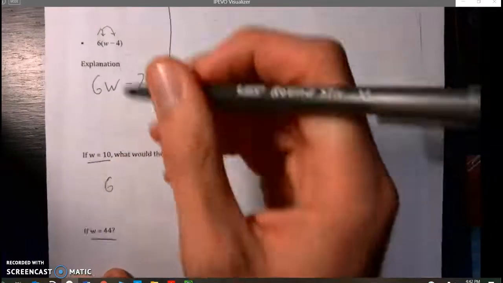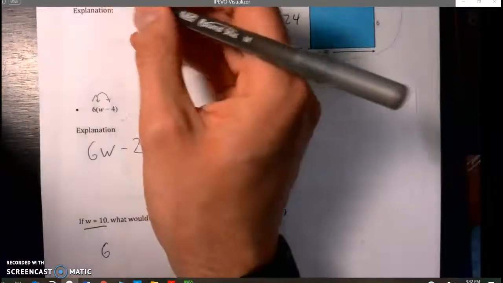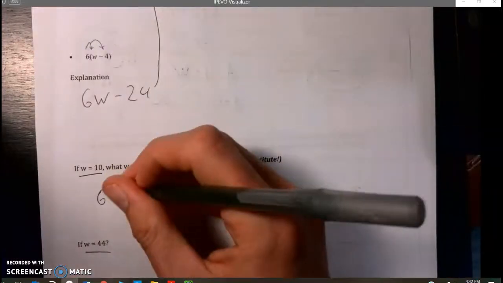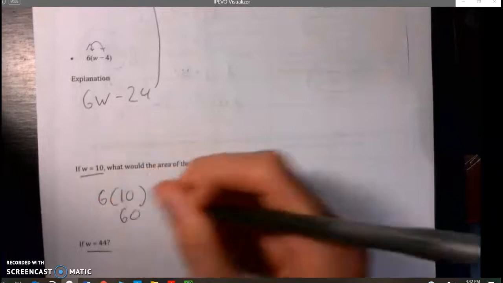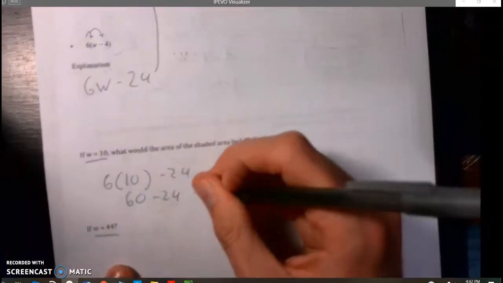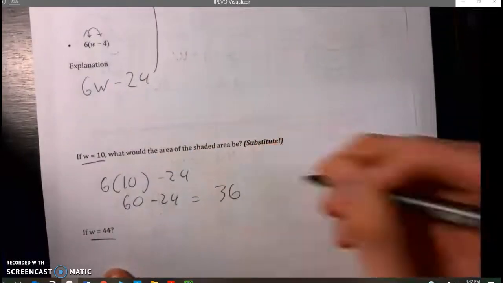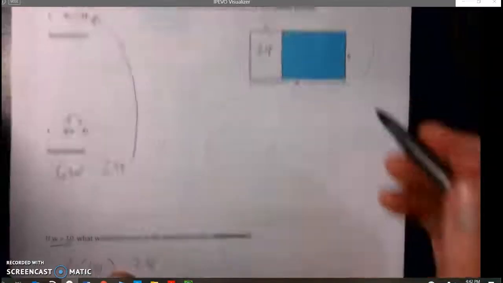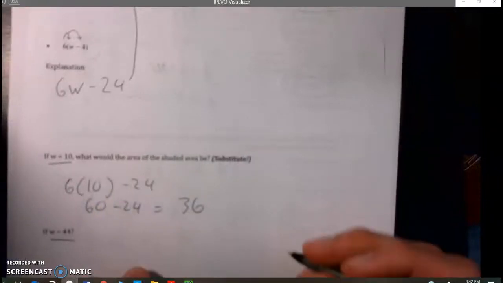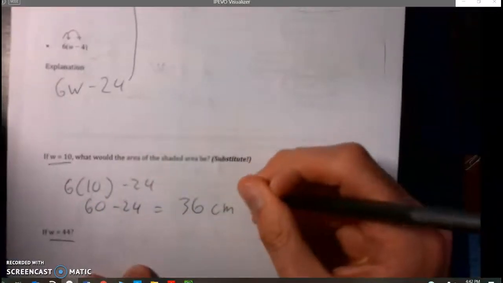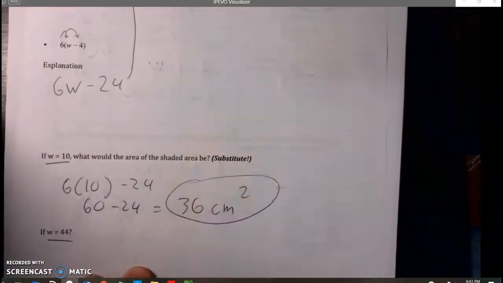So if W was 10, so instead of 6W minus 24, it would be 6 times 10 minus 24, which would be 60 minus 24, which would be 36. It didn't give me a unit, yeah, it did, centimeters. So anytime we're talking area, it's got to be that unit of measure, and it's got to be squared.